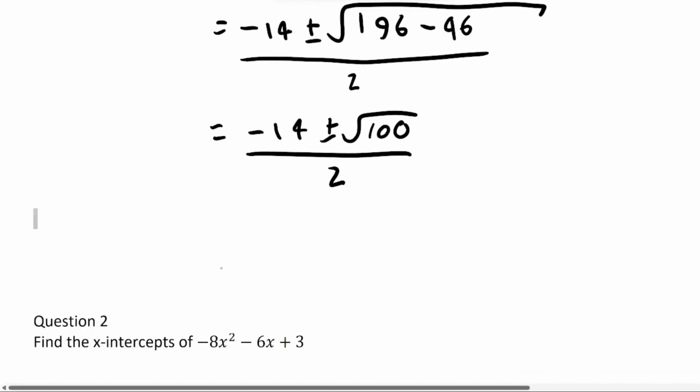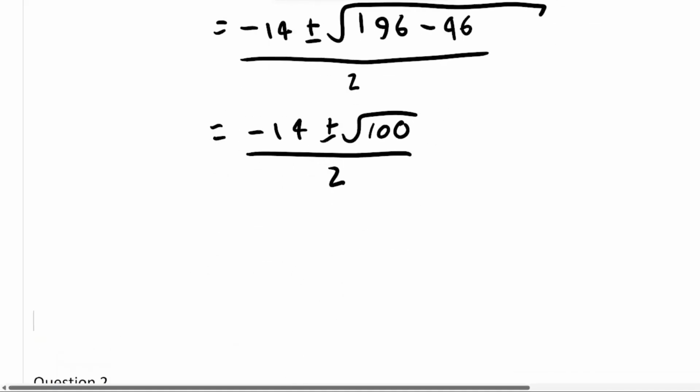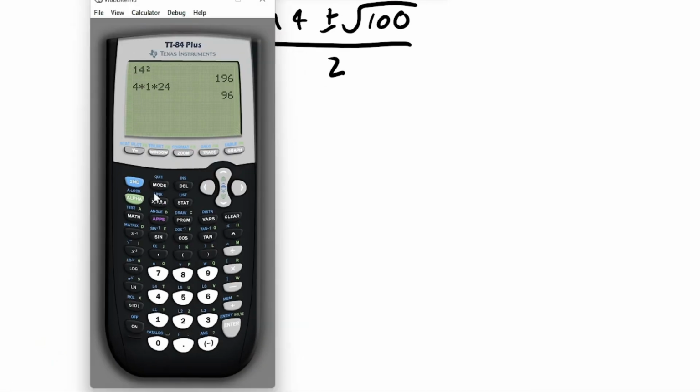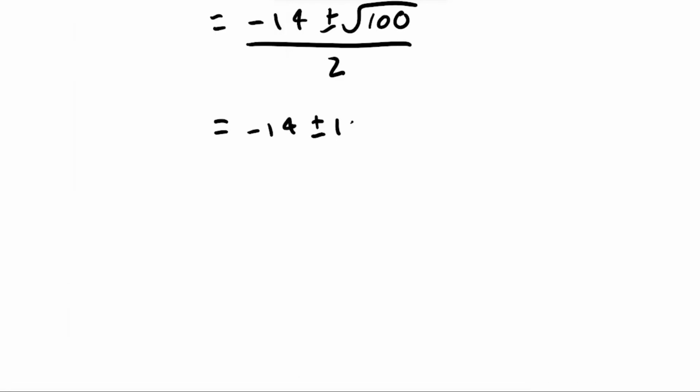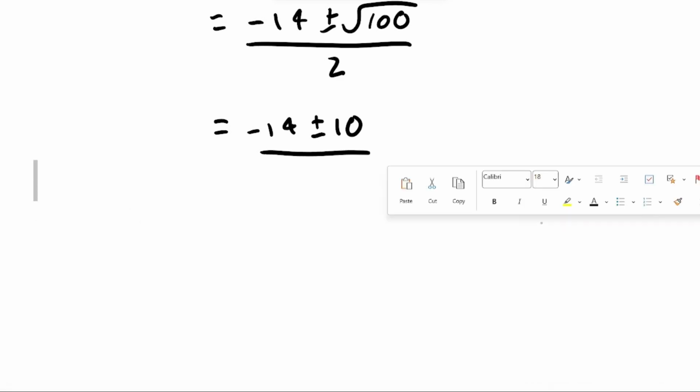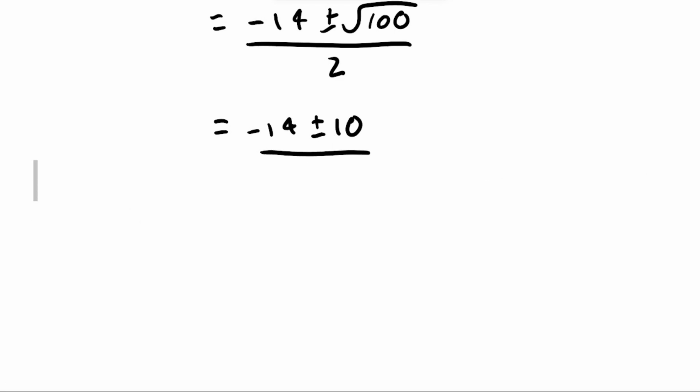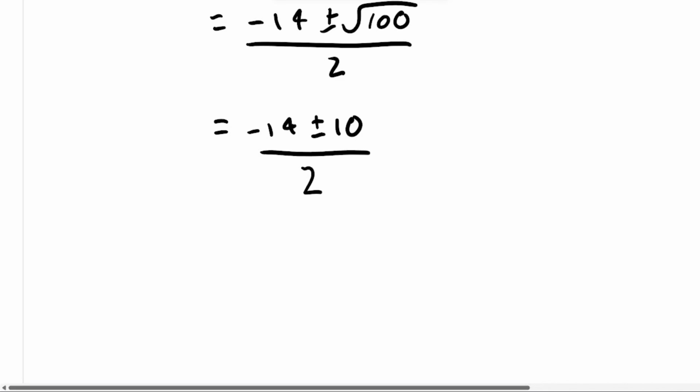The square root of 100 you can check on your calculator. So if you're not sure what it is, have a look. You will do root of 100 and it should give you 10, which it does. So it's going to be minus 14 plus or minus 10 over 2. Now you might be wondering what this symbol is in the middle, this plus or minus looking thing. What that is, well, it means plus 10 or minus 10, and that gives us the two answers.